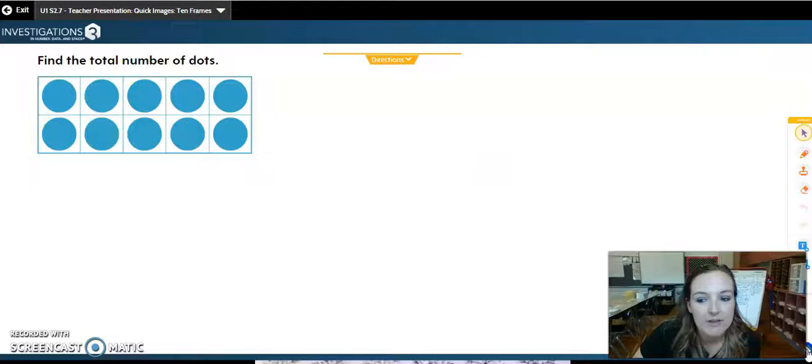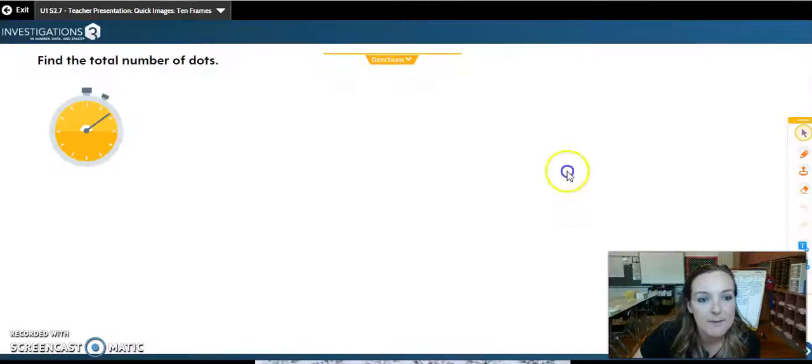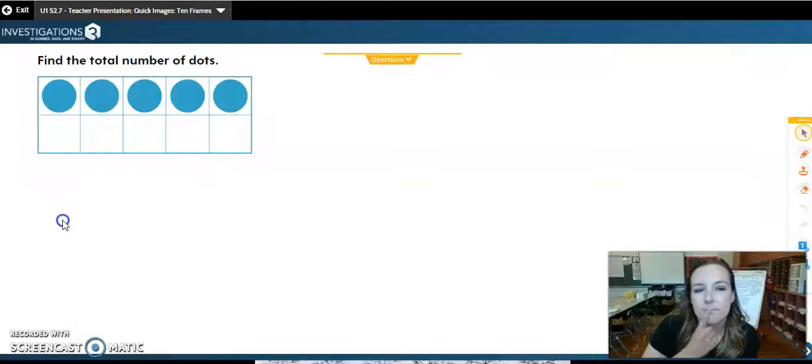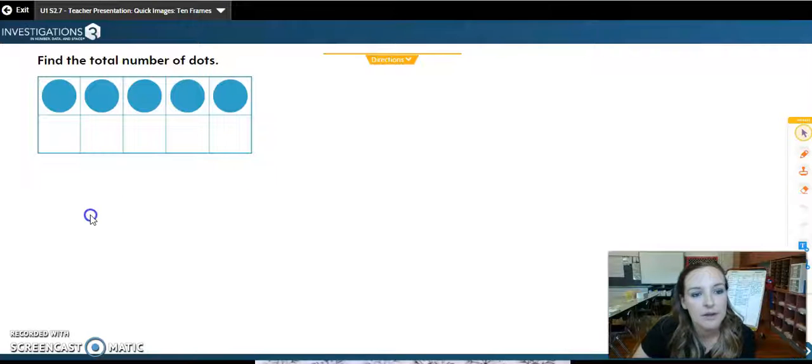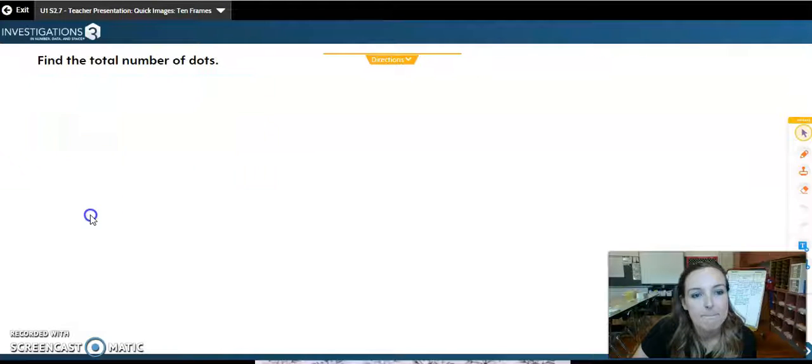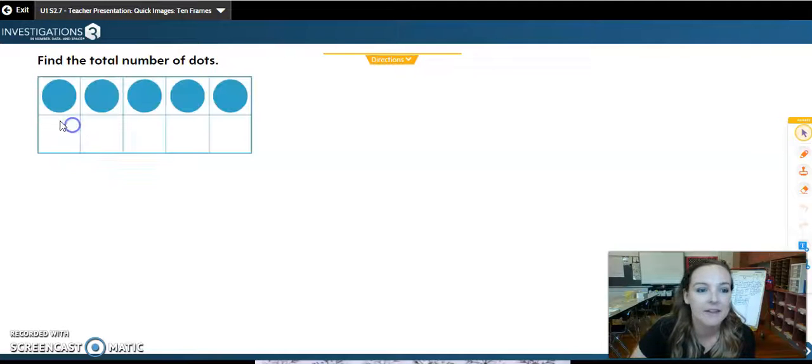So let's go to the next page and let's see if we can do it again. All right, you ready? Here we go. This one's going to have a different number, so find the total number of dots in it. Okay, that was quick. Did you get it? Okay, well, let's look at it again if you didn't. Here it comes. Okay, how many dots were in this one? Okay, let's see if you're right.